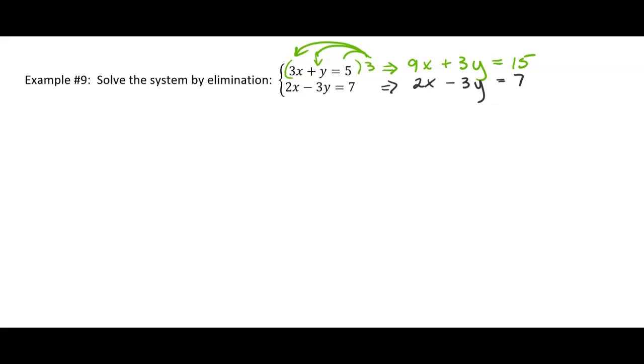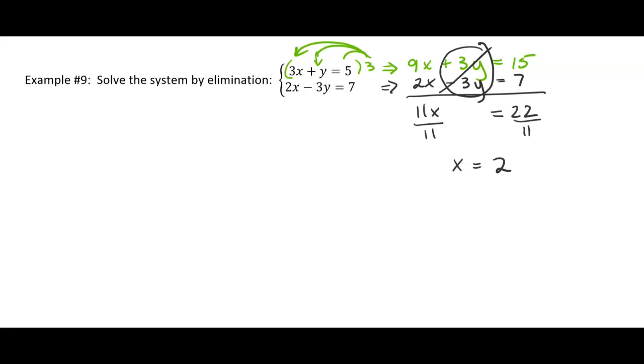Okay. Now when we add the equations, something wonderful is going to happen. And so 9x and 2x make 11x. This 3y and the negative 3y, those eliminate. I don't know how you want to cross them out, but those are out because 3y and negative 3y eliminate. So you have to make sure one's positive and one's negative so that they'll eliminate. Okay, 15 and 7 is 22. So now we have an equation that just has one variable, 11x equals 22. All we have to do is divide both sides by 11, which is very convenient. And we get x equals 2.